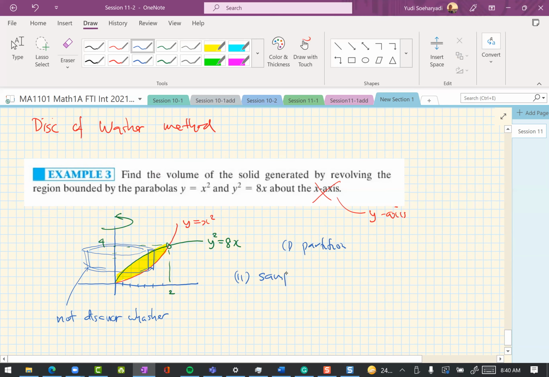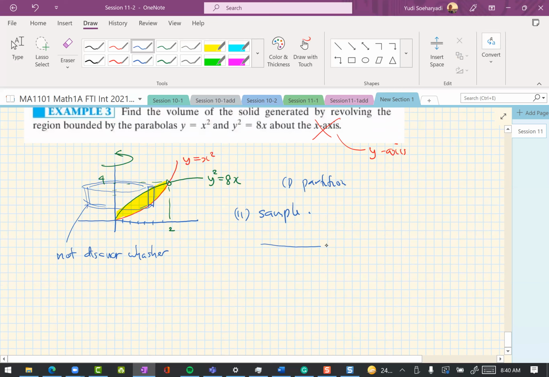Second is the sample. Our sample now looks like this one. Very thin. So how do we compute the volume? What we do here is that we cut this up, as if you use scissors to cut this. If you cut this up, you get a rectangle. It has a slight width, so thin.